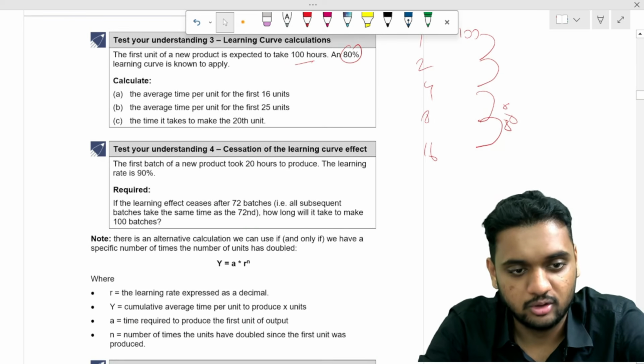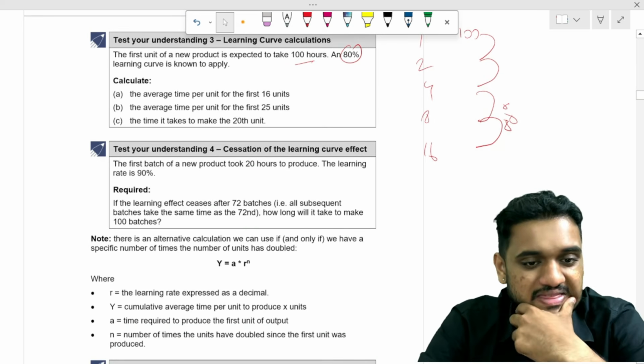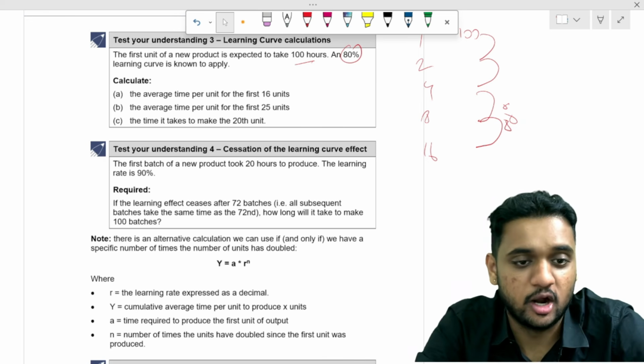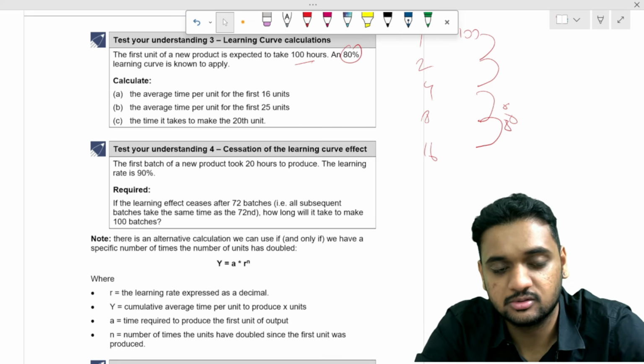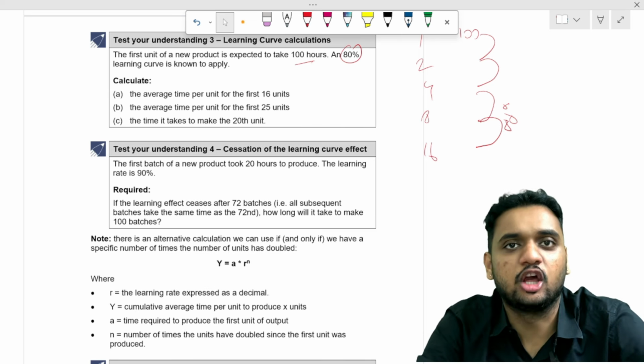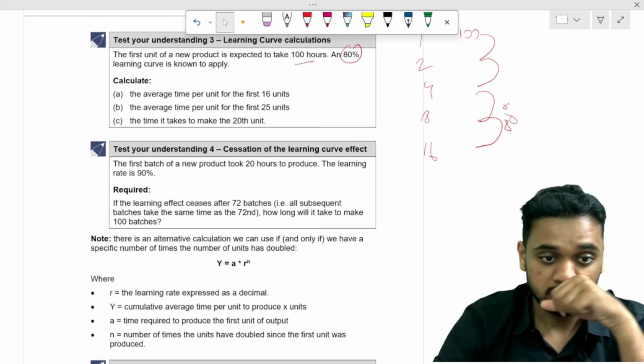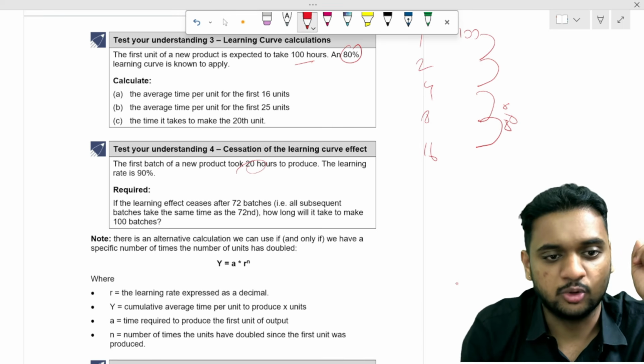Come to question number 4. Beautiful question. The first batch of a new product took how many hours? First 20. Here they're not talking about units, they're talking about batches. Full batches. The first batch takes how many hours? 20 hours. Learning rate is what?